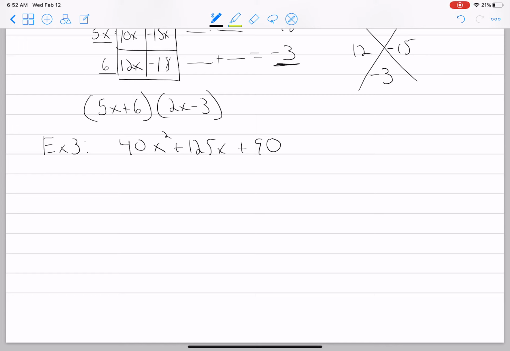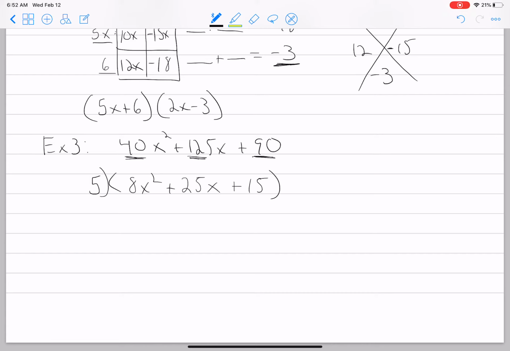All right. Hopefully you just did that. And hopefully you recognized, oh, 40, 125, and 90. There's definitely a GCF there. All of these are multiples of 5. So I'm going to go ahead and factor out 5. So 40 divided by 5 leaves me with 8x squared. 125 divided by 5, I don't know. Let me do that in my calculator. That leaves me with 25x. And 90 divided by 5 is 15.